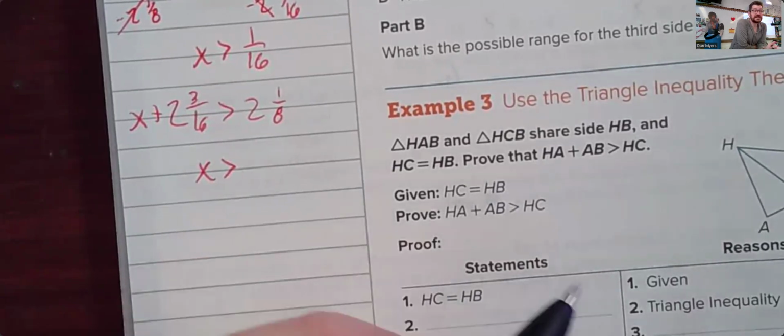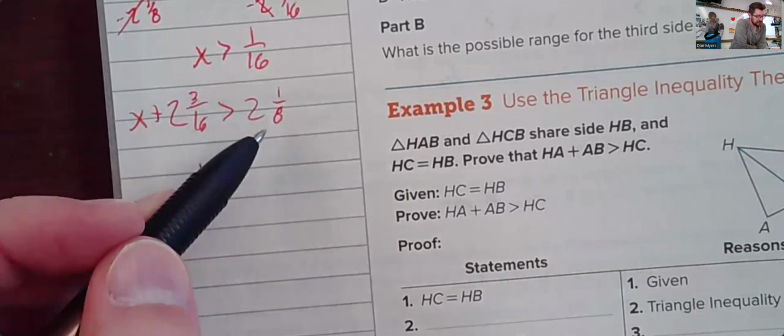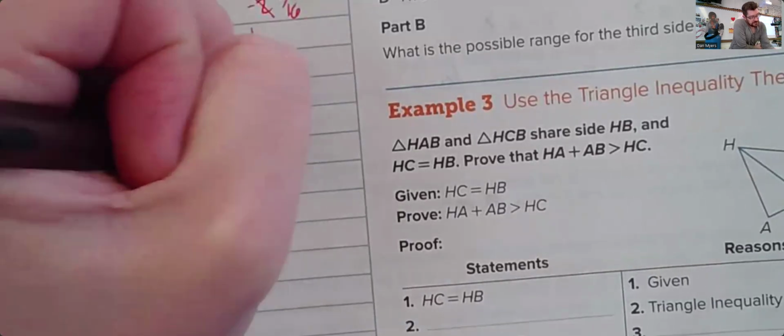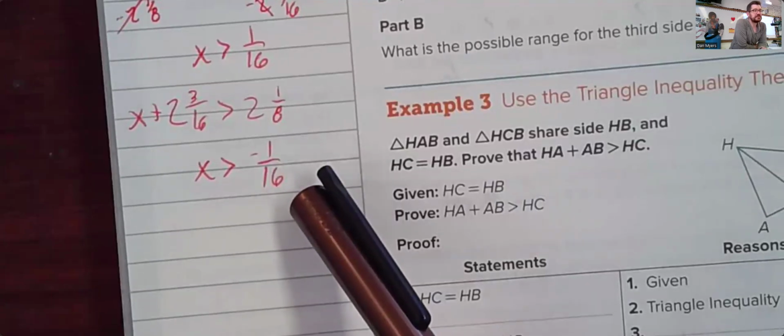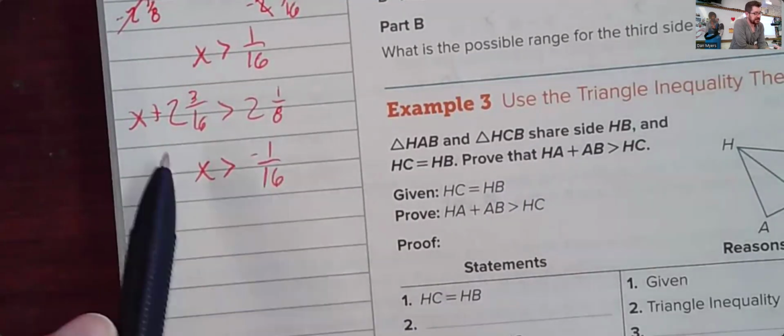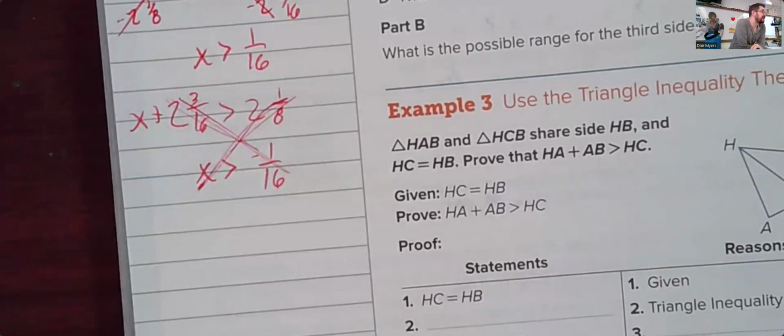Negative 17/16. So you got 1/16, negative 1/16. Yeah. Does negative length make sense? No. So this inequality doesn't have anything to do with that problem because you can't have negative length.